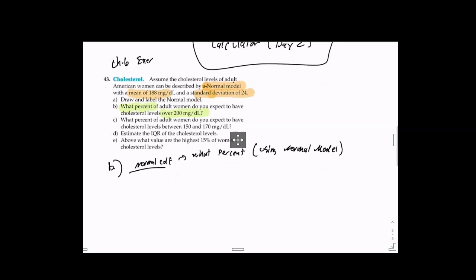All right, so I'm gonna make a sketch of my normal model. I'm gonna label the center 188. All right, and what do I do now?